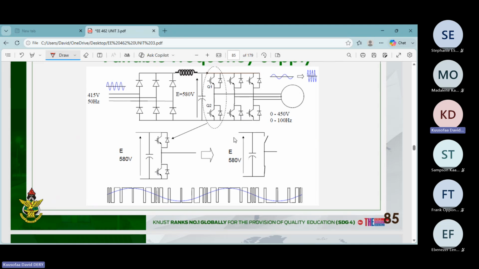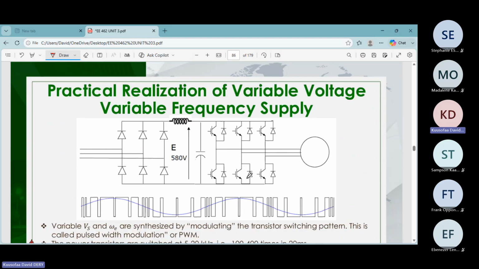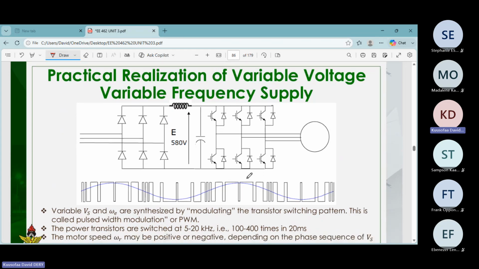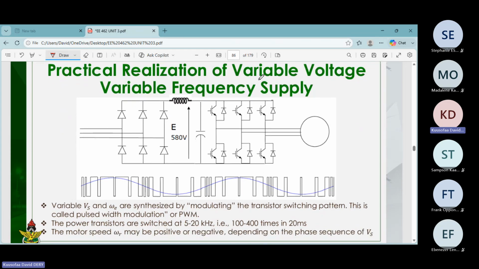And this is the PWM that is produced, and we have this as the AC signal that is produced at the end. I think we looked at this in power electronics. This one is just showing a different implementation. It's the same thing we have here.